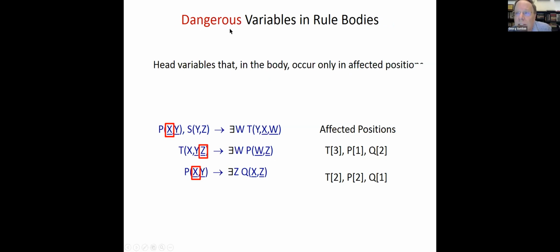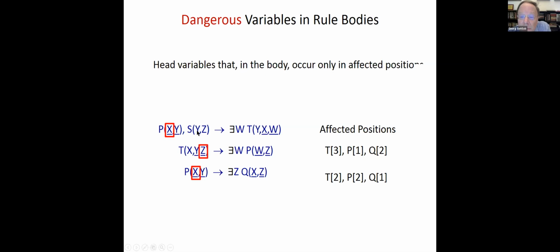Now we define what dangerous variables are. Dangerous variables are variables that occur in the body of the rule, that also occur in the head, so a head variable like this X, and that only occur in affected positions. So this X in the body only occurs in an affected position. There's no other place in the body where it occurs, and as you see, it's underlined, so it's affected. This Y also occurs in the head, and it is affected in this body, but it does not only occur in the affected position, it also occurs here.